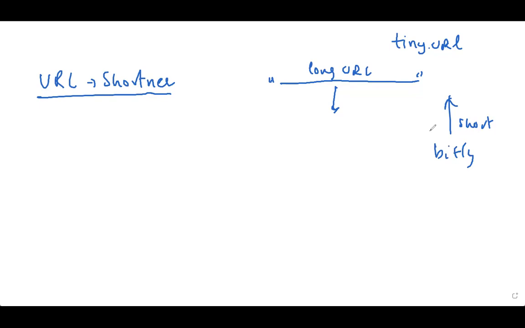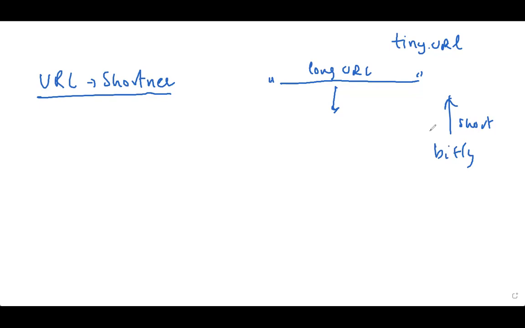So the functionality of that system was to take the long URL, generate the short URL, and send it back to the user. If I am the user, I send the long URL, and you give me the short URL, as a service. That's functionality number one. Understood?